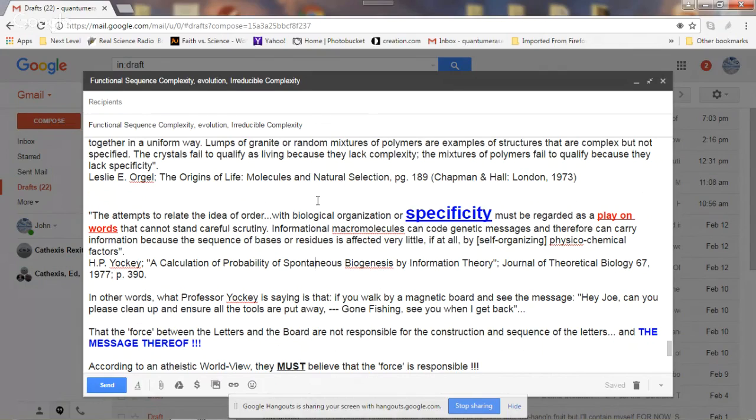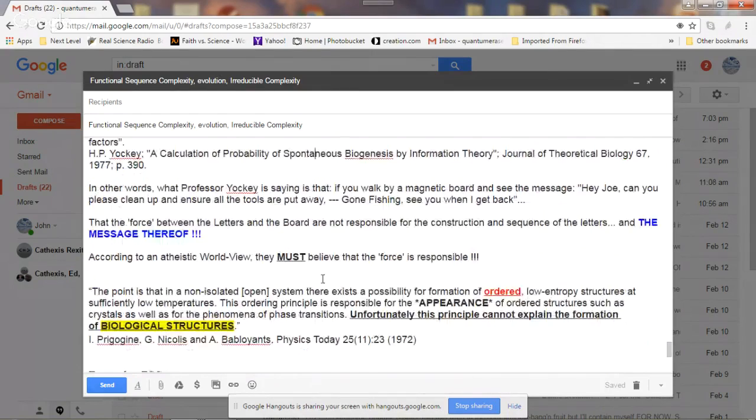In other words, what Professor Yockey is saying is that if you walk by a magnetic board and no one's around, and you see the message, "Hey Joe, can you please clean up and ensure all the tools are put away? Gone fishing, see you when I get back," the force between the letters and the board is not responsible for the construction and the sequence of the letters and the message thereof. I mean, that's ridiculous absurdity. According to an atheistic worldview or a materialist worldview, they must believe that the force is responsible.